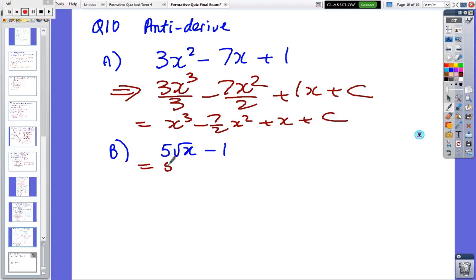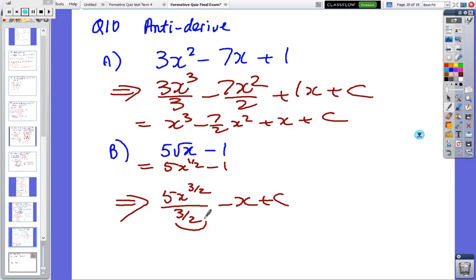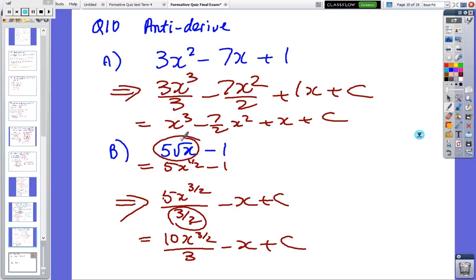Now before we can do this one, we've got to make this into a fractional indice. And now the answer is add 1 to the power, divide by the power, minus x plus c, and then we just got to tidy up that number. So the 2 comes up the top, so we get 10x to the 3 on 2 over 3 minus x plus c. Make sure you can integrate that to turn into an indice, which is a half.